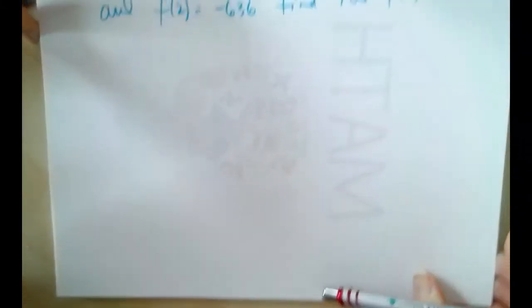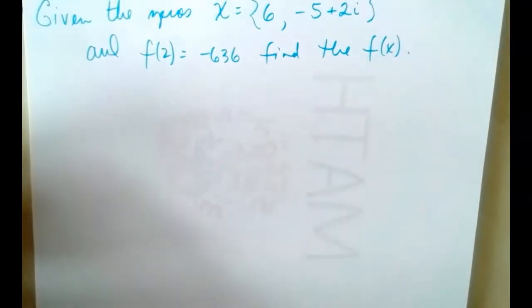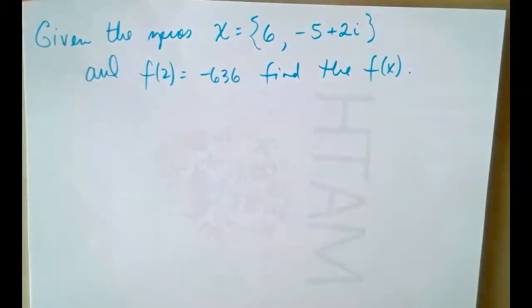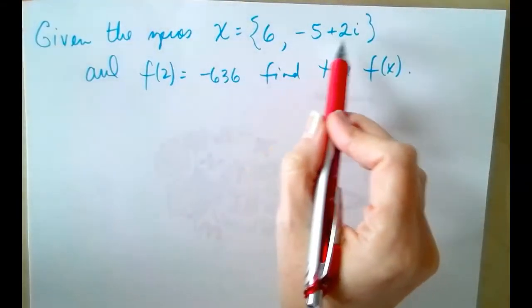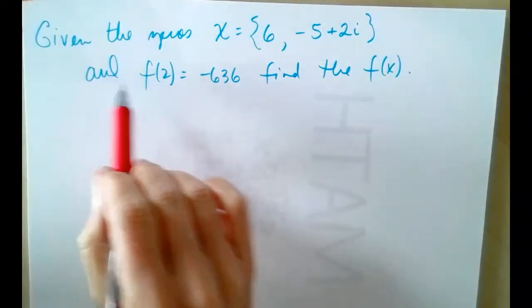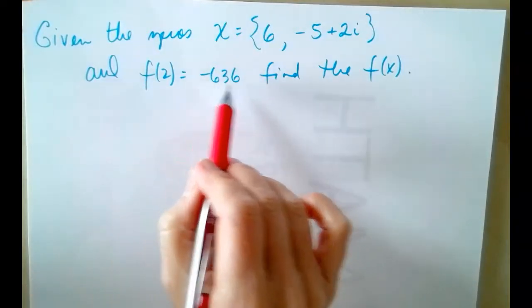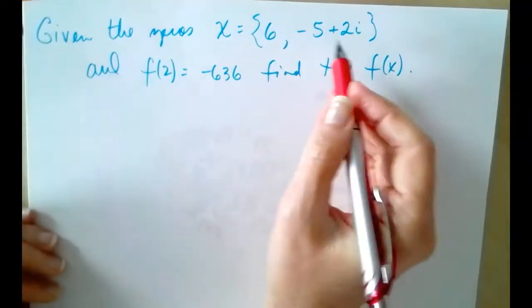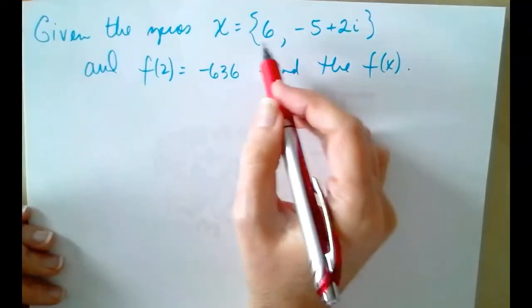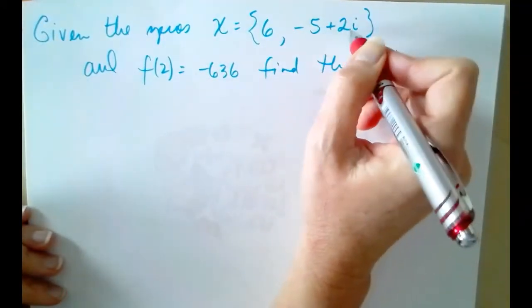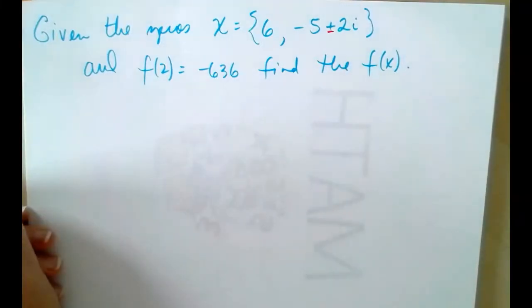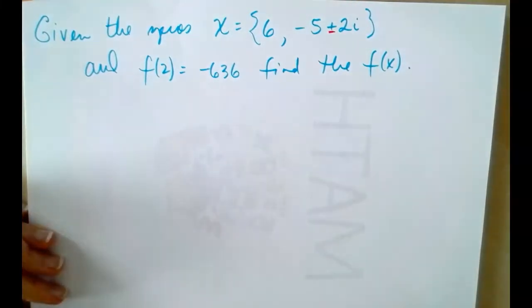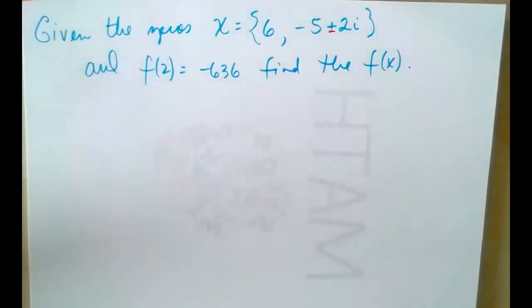Last problem. Given the zeros, 6 and negative 5 plus 2i, and f of 2 equals negative 636, find the function. So this is going to be a quick one because I've got 2 roots here, but of course this always comes in a pair, so we'll just put that plus or minus underneath there. This is going to turn out to be a cubic function.